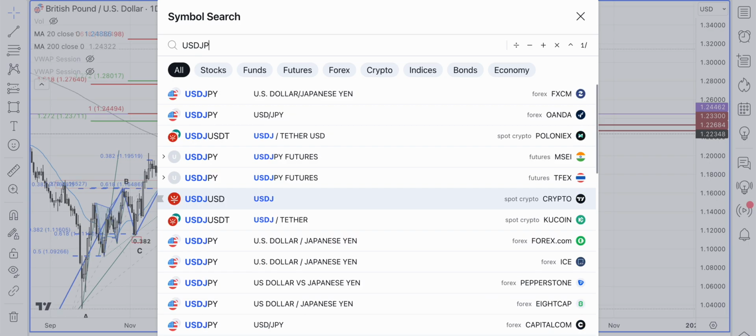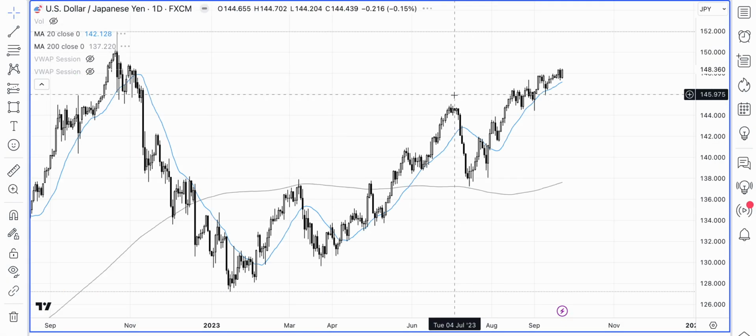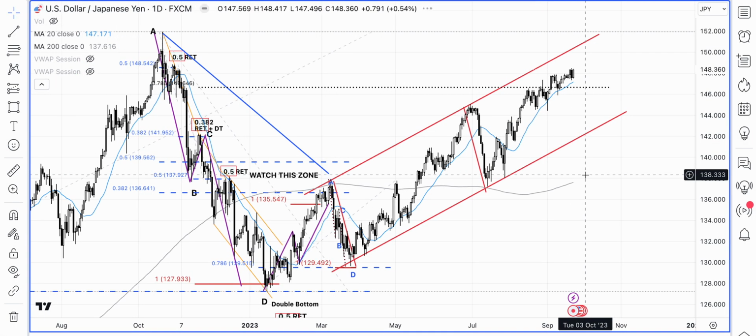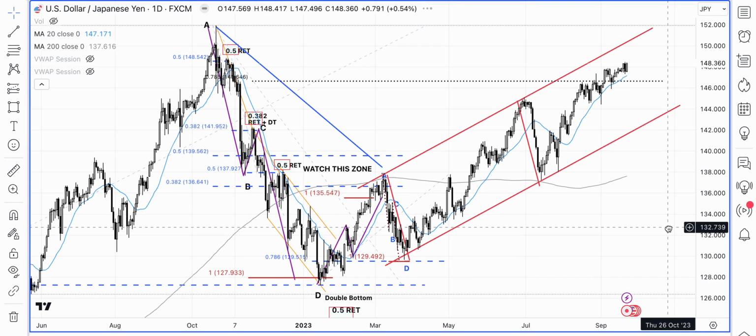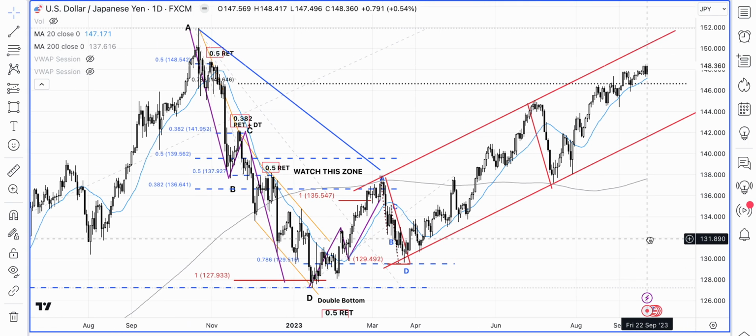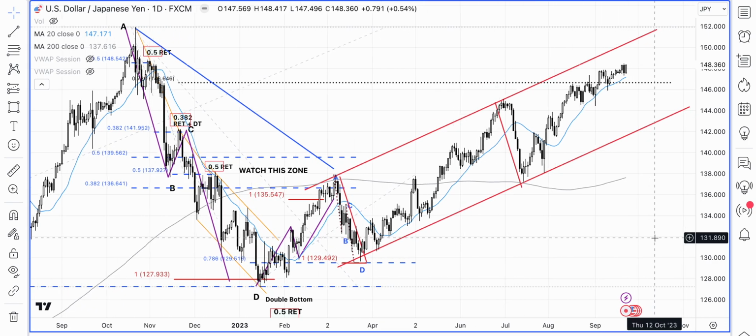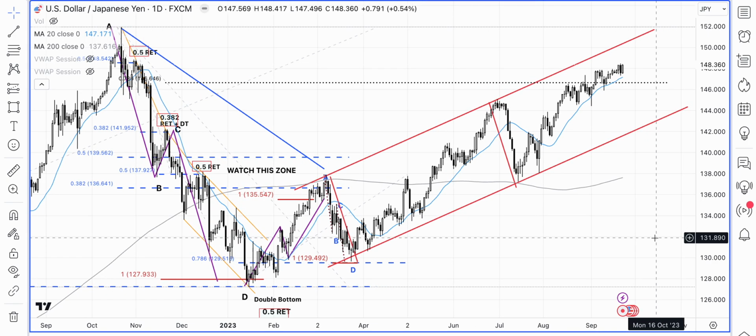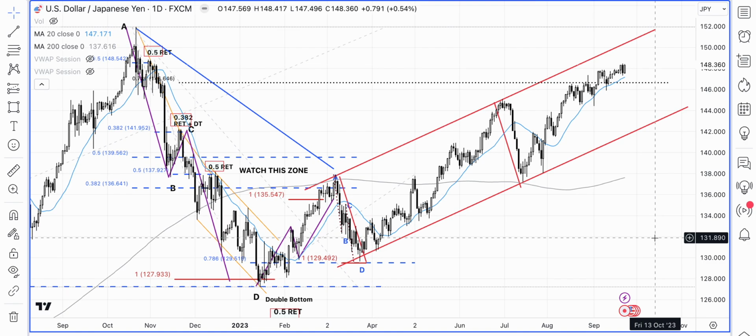Now the most interesting one is actually the dollar yen. Dollar yen is a very key currency pair to watch for a number of things, like the correlation it has with the gold market, for example. It's quite remarkable, but we are not going to go into the intermarket relationships for this video. I just want to show you, this is the daily chart of the dollar yen.